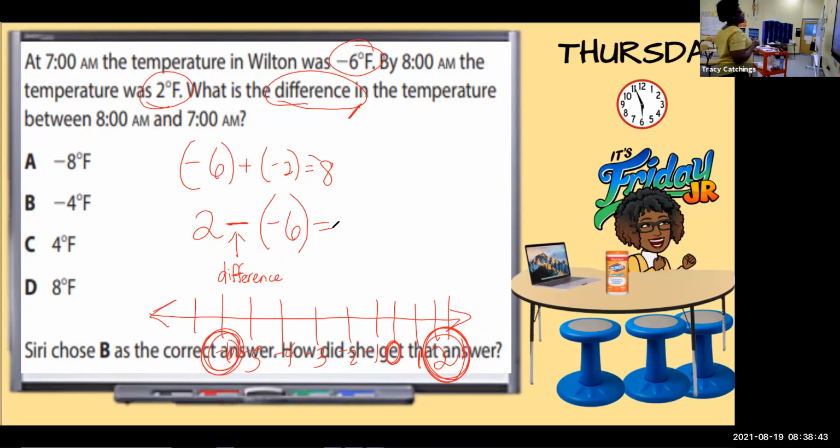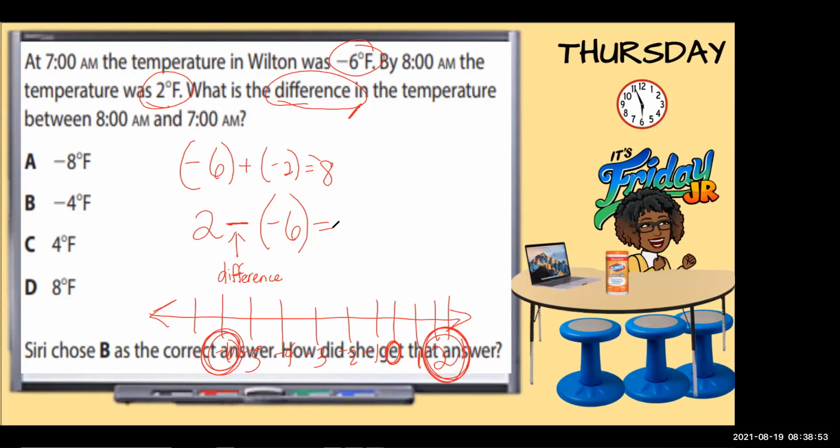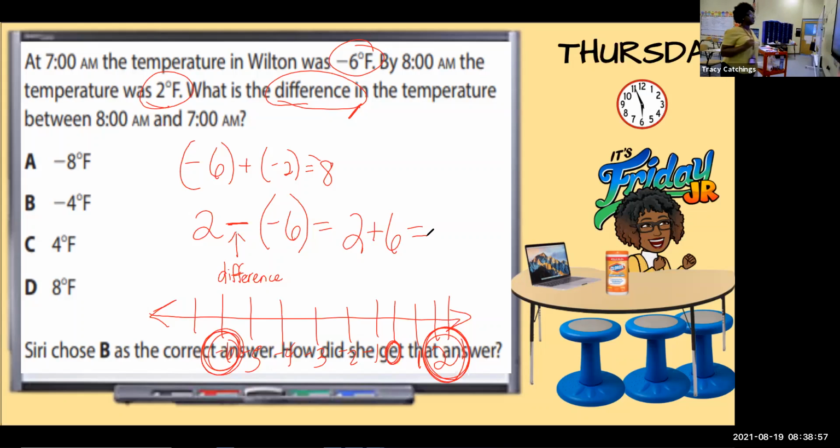According to what we know about subtraction, we're gonna keep that first number, change to addition, and then take the opposite. So what would be our second expression? 2 plus 6. And what is 2 plus 6? 8.